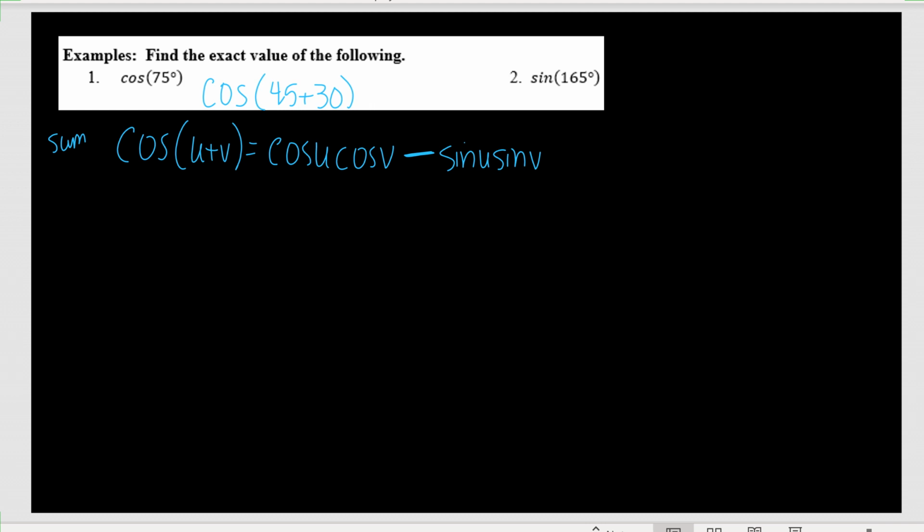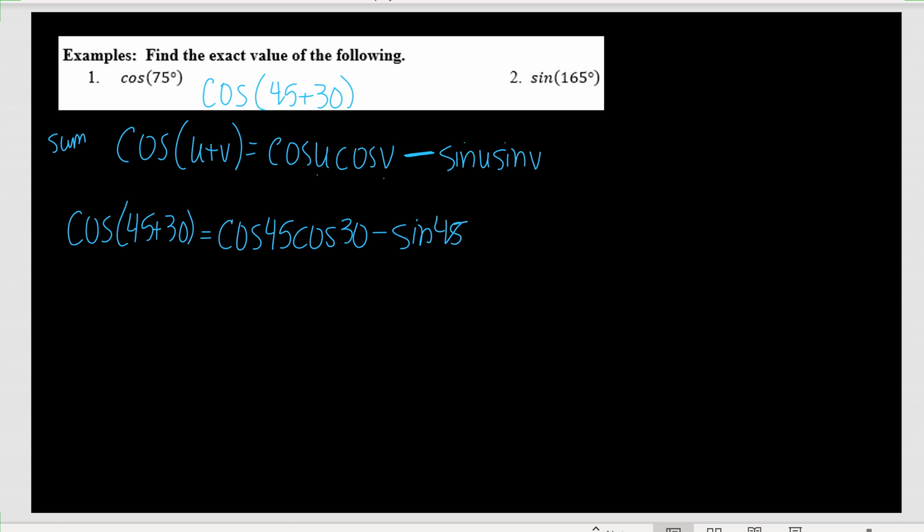Okay, now we have our angles, so we're going to use cosine of 45 plus 30. We're going to substitute those angles in for the u and the v in the formula, and then evaluate on the unit circle and simplify. Okay, so our formula will be cosine of 45 multiplied by cosine of 30 minus sine of 45 multiplied by sine of 30.